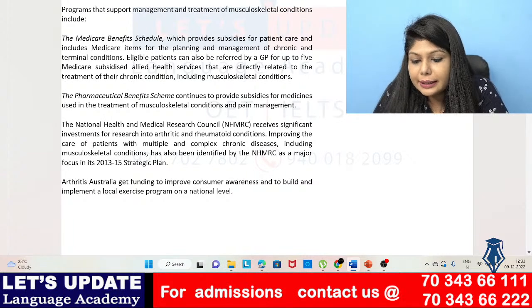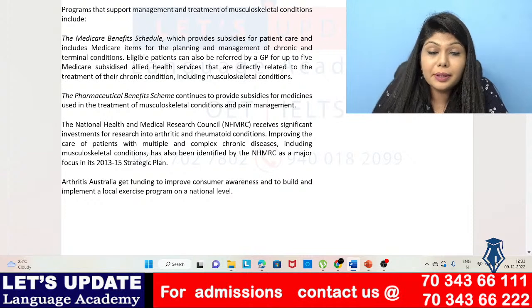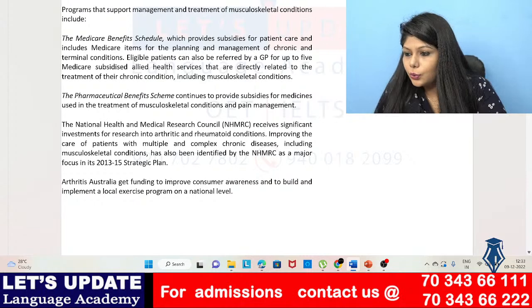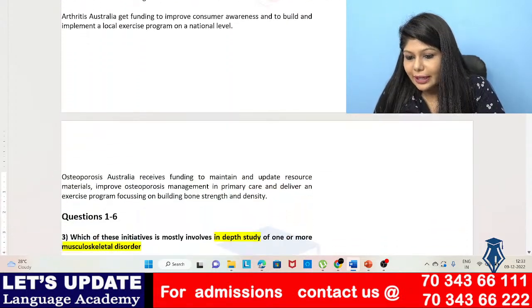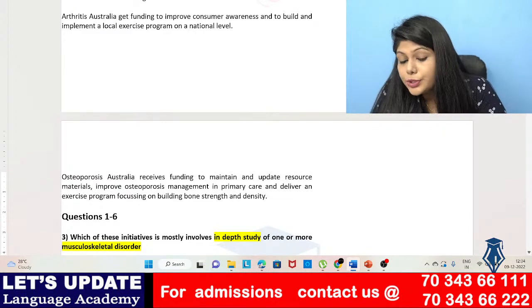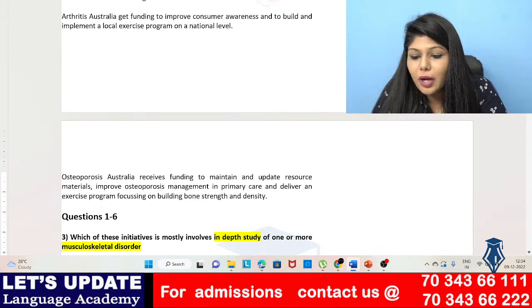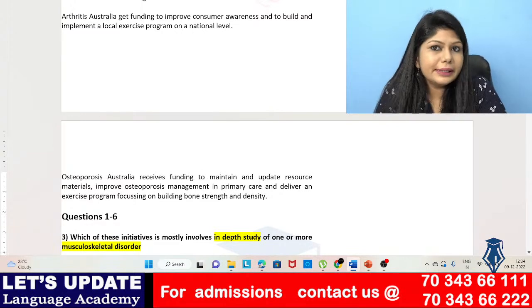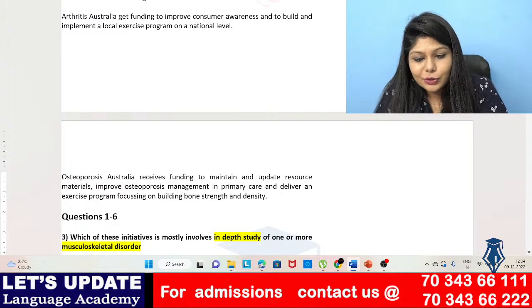Arthritis Australia gets funding to improve consumer awareness and to build and implement a local exercise program on a national level. So that is our text. A little more is left. Osteoporosis Australia receives funding to maintain and update resource materials, improve osteoporosis management in primary care, and deliver an exercise program focusing on building bone strength and density. So we have read the text. Now what we need to find is the answer to the question.